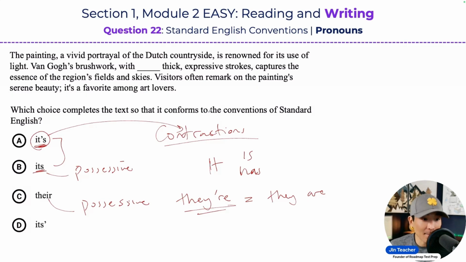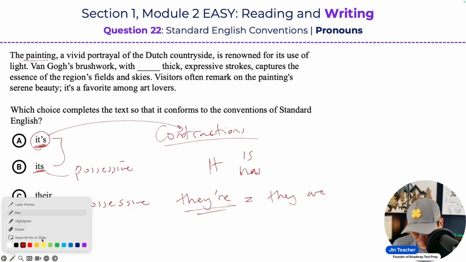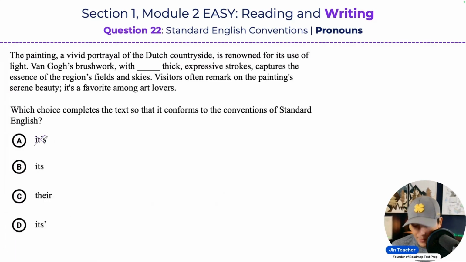So if you read the passage, it says, the painting, a vivid portrayal of the Dutch countryside, is renowned for its use of light. Van Gogh's brushwork with it is thick strokes. Van Gogh's brushwork with it has thick expressive strokes. You'd be like, what? That sounds absolutely ridiculous, and you would be absolutely right. You can hear whether contractions are used correctly or not if you just read it with the verb in it. That can be a clear-cut way to figure out that answer choice A here is not going to be correct.